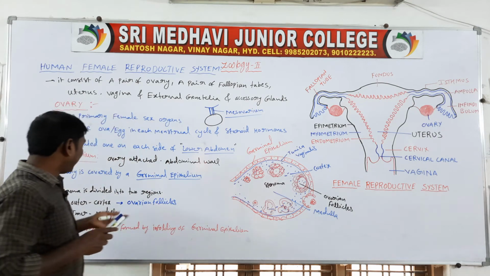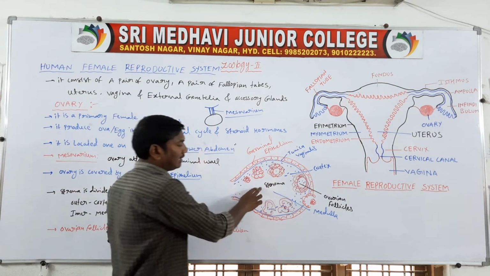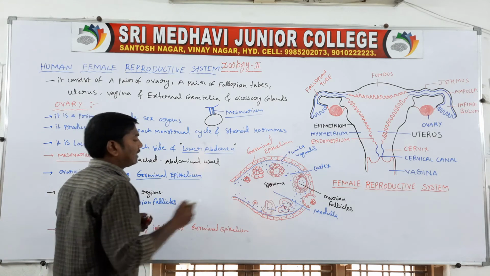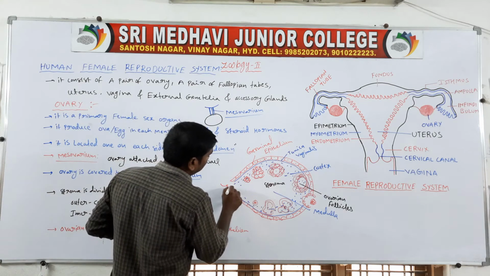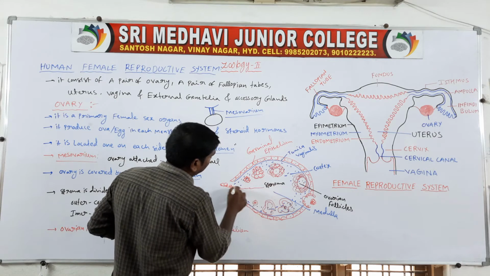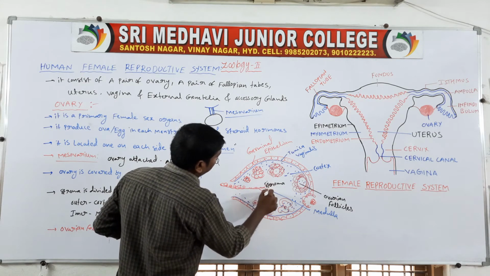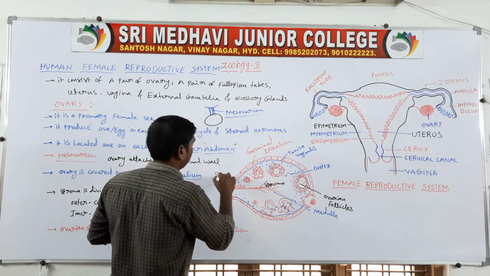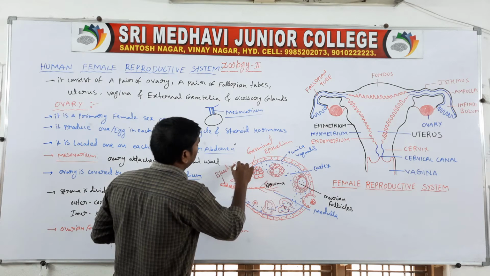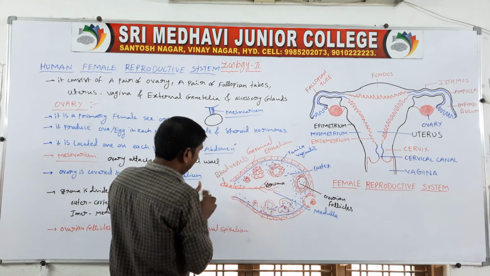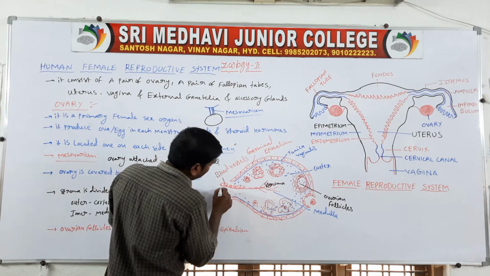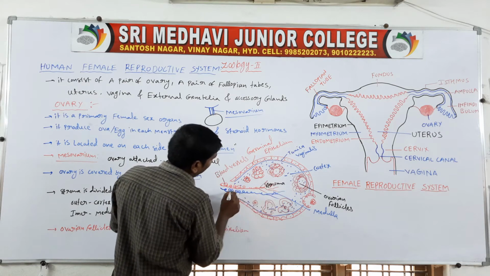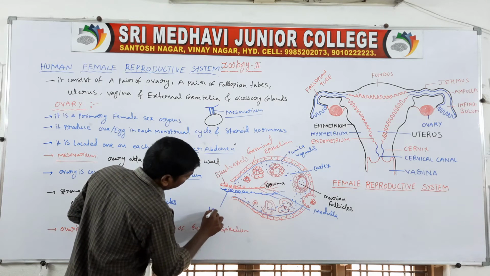Next one, so the inner medullary region. This region is the medullary region. The inner medullary region contains blood vessels. Blood vessels and lymphatic vessels. So they are the lymphatic vessels.